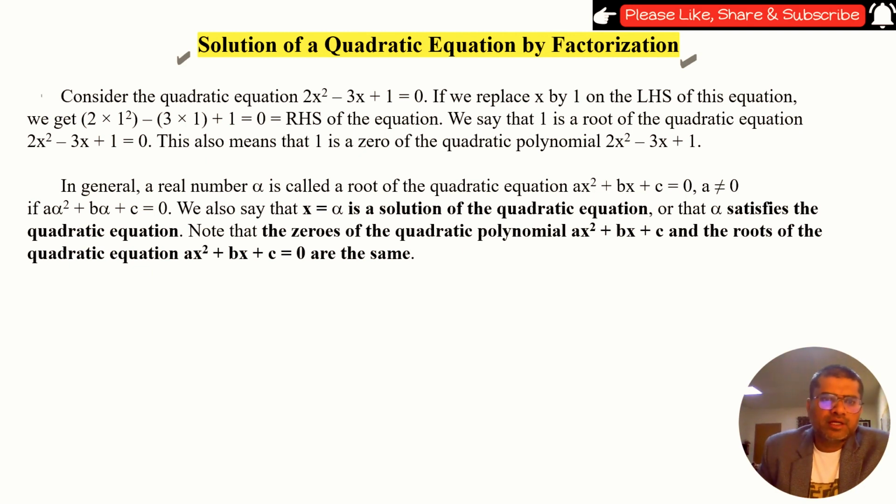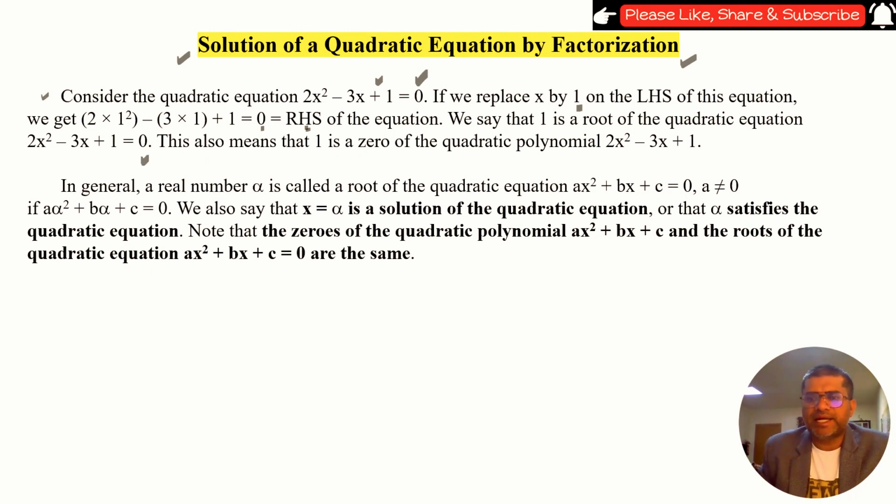Just see here, consider the quadratic equation. This is your given quadratic equation 2x square minus 3x plus 1 is equal to 0. If we replace x by 1 on the LHS of this equation, we get this is equal to 0, and this is equal to your RHS of the equation, we say that 1 is a root of the quadratic equation.